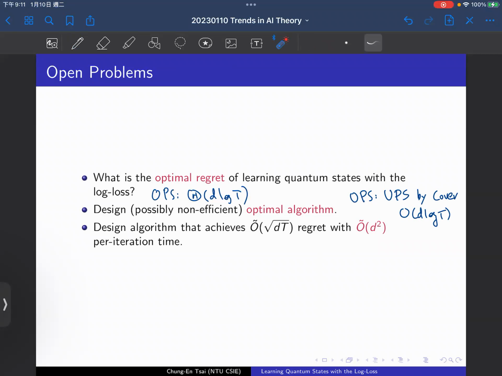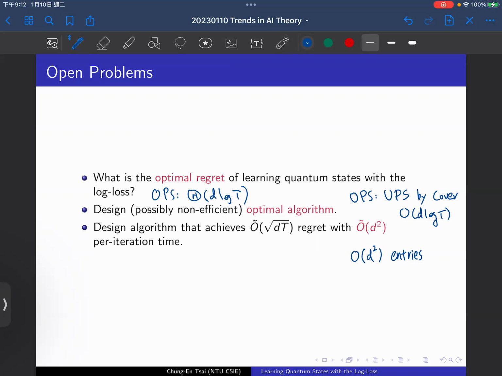And the third open problem is to design an algorithm that achieves square root dt regret with only d squared per-iteration time complexity. This is the best possible complexity because the density matrix already has d squared entries. So we do not expect that we can design an algorithm that is faster than d squared.